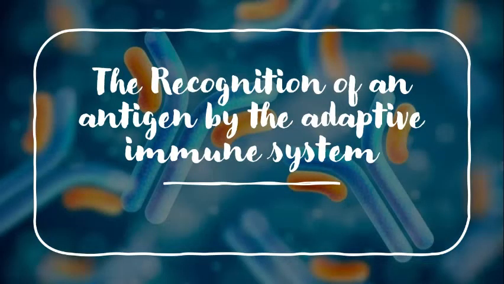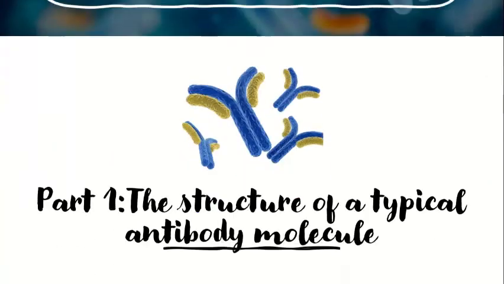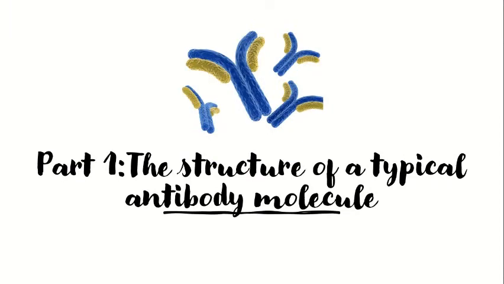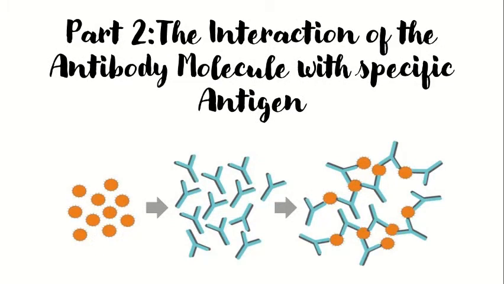So welcome back to the discussion of recognition of an antigen by the adaptive immune system. This is a three-part series, and in the first part we had a detailed discussion about the structure of a typical antibody molecule. Now in this section we are going to have a detailed analysis of how these antibodies interact with specific antigens.